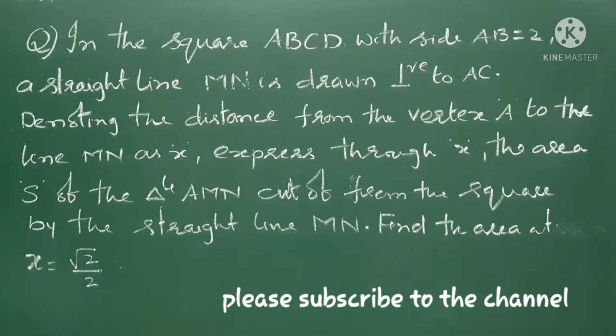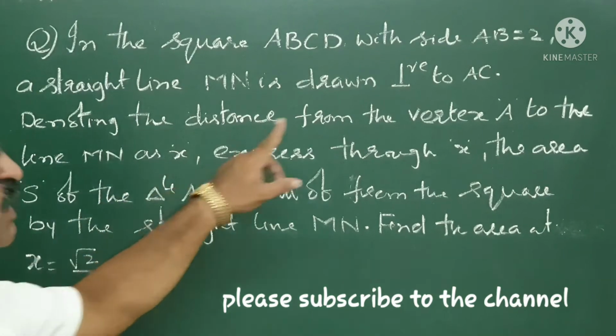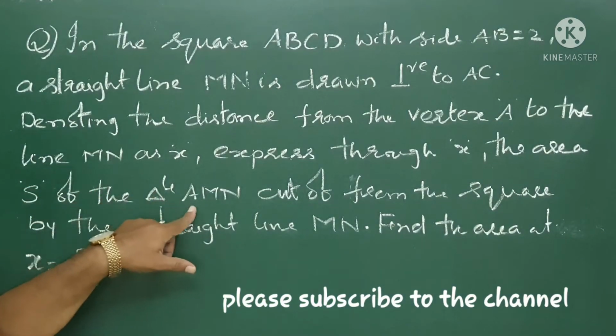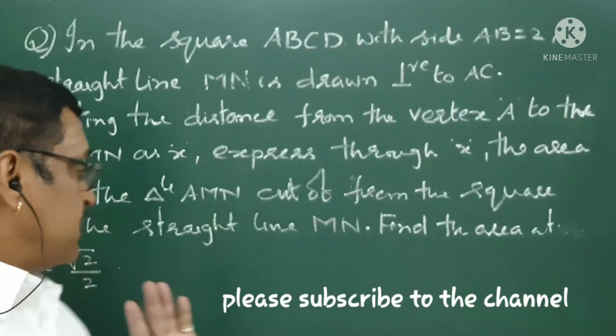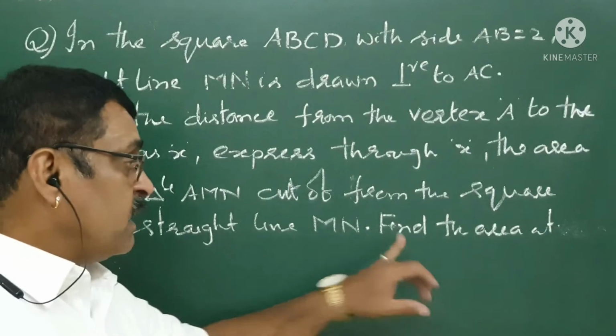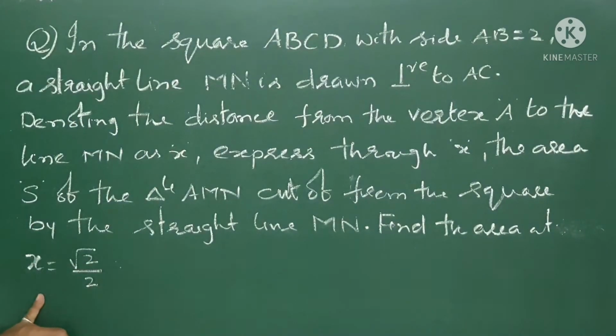Let me read the question. In the square ABCD with the side AB equal to 2, a straight line MN is drawn perpendicular to AC, denoting the distance from the vertex A to the line MN as x. Express through x the area S of the triangle AMN, cut off from the square by the straight line MN, and also find the area at x equal to root 2 by 2.